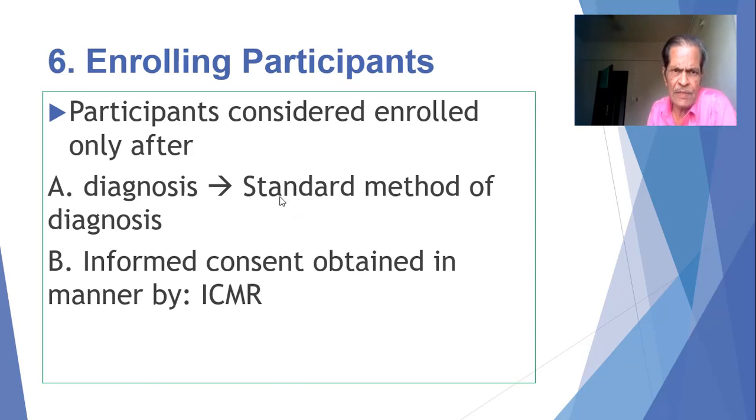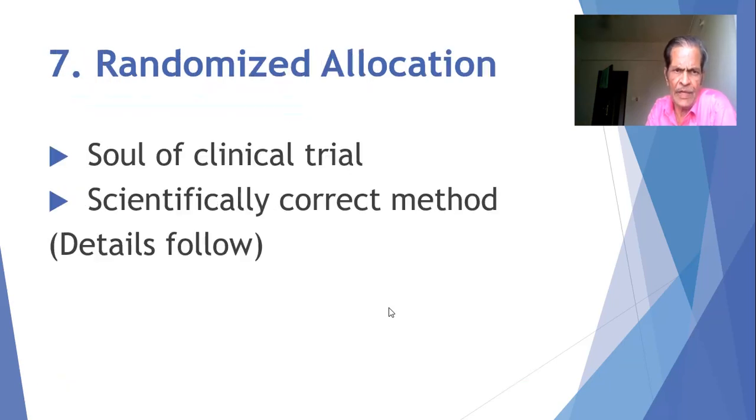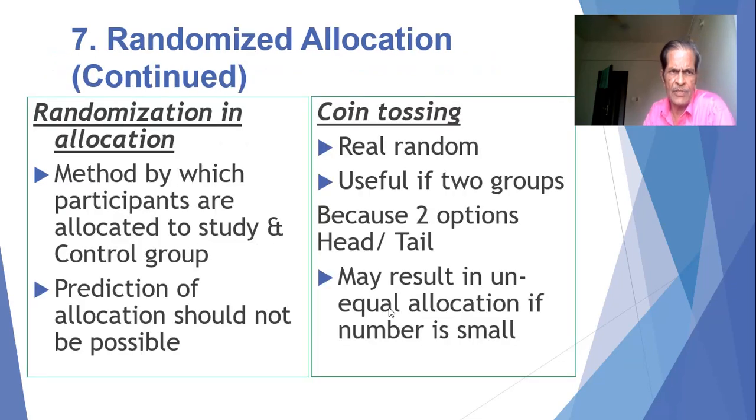So the participants are considered enrolled only after the diagnosis is made by standard method of diagnosis and informed consent is obtained in a manner prescribed and accepted by the Institutional Ethics Committee, which operates as per guidelines of the Indian Council of Medical Research in India. The next step is the randomized allocation. This is the soul of a clinical trial. And it has to be a scientifically correct method of allocation, and some of the methods are described here.